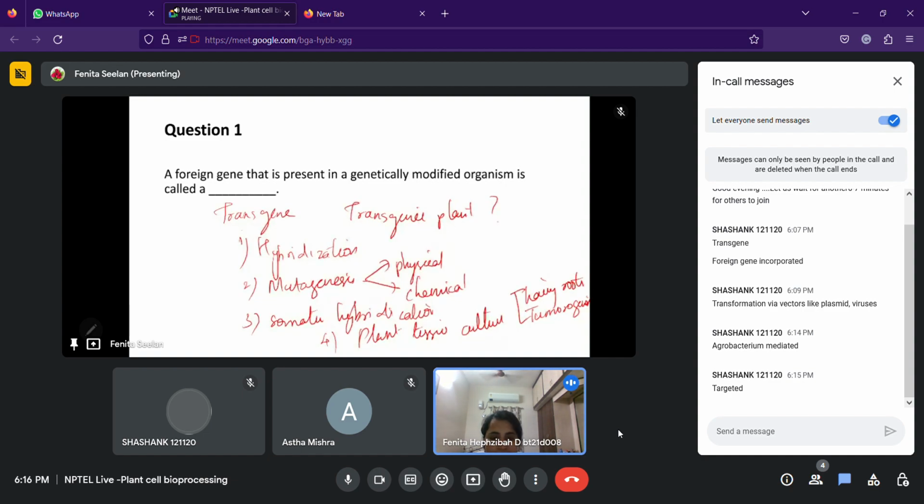So somatic hybridization: you remember we were discussing somatic embryogenesis, right? Similarly, two different protoplasts are fused. What is a protoplast?